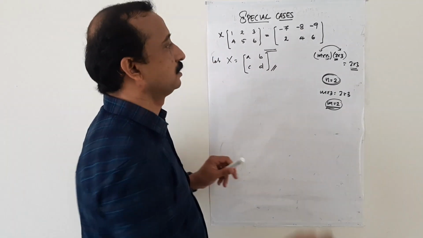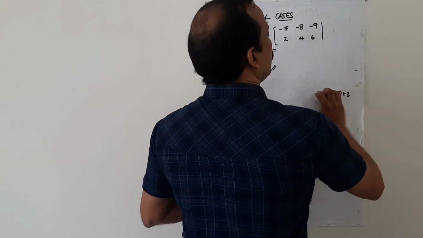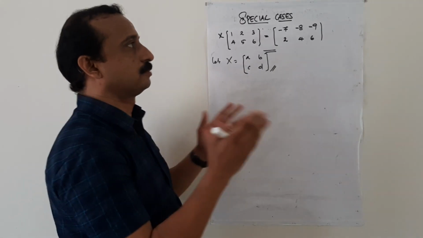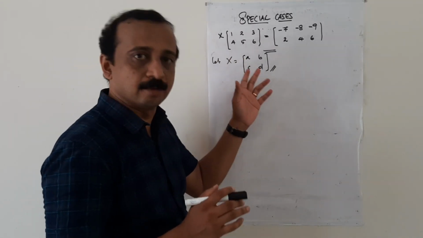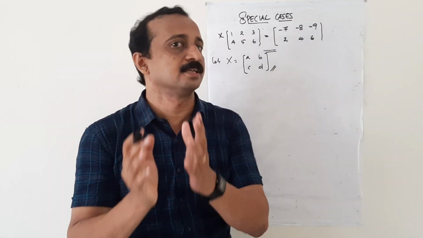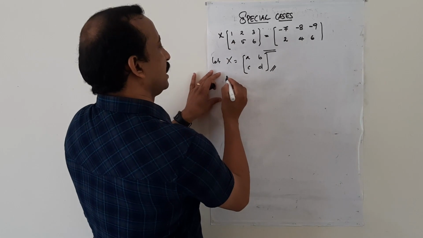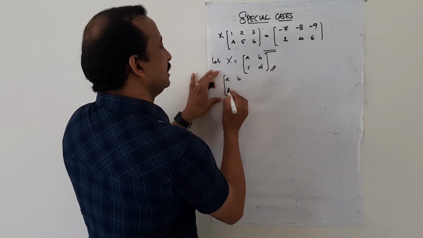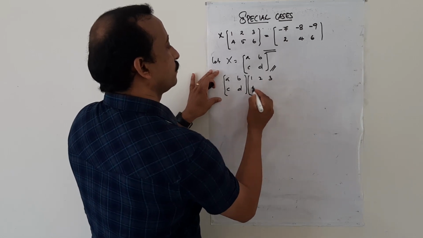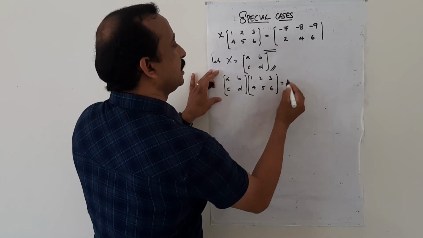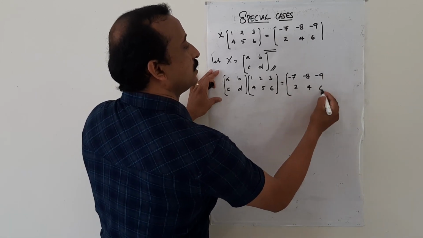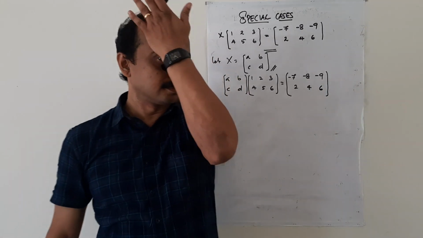Okay, that is a way of finding the order of that matrix X. We suppose our matrix order is 2 by 2, and therefore the elements of X we suppose A, B, C, D. Now we find small a, small b, small c and small d. How to find? Here we put X, corresponding A, B, C, D, into 1, 2, 3, 4, 5, 6 is equal to minus 7, minus 8, minus 9, second row 2, 4, 6.